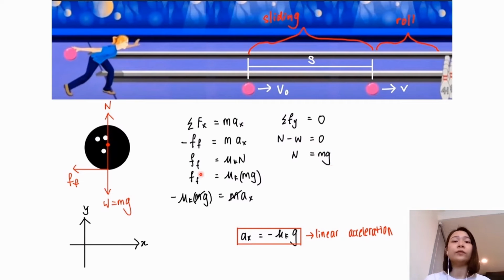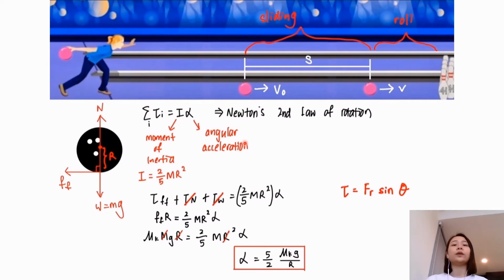As we all know, the frictional force equals the coefficient of friction times the normal force. When we substitute N equals mg into the equation, f equals coefficient of friction times mg. When we cancel off the mass m, we get the formula for linear acceleration, which is a equals negative coefficient of friction times g.